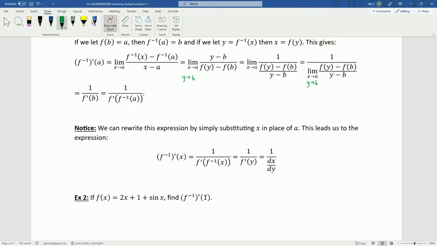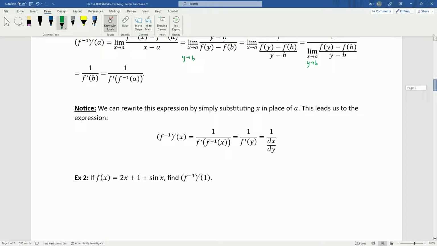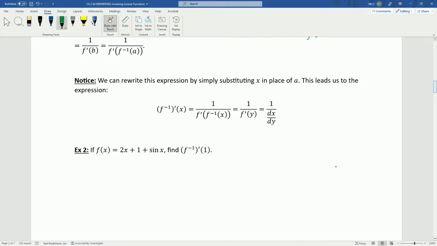So with that, we can apply this fact to evaluate some derivatives of inverse functions. So here, I have f of x equals 2x plus 1 plus sine of x.